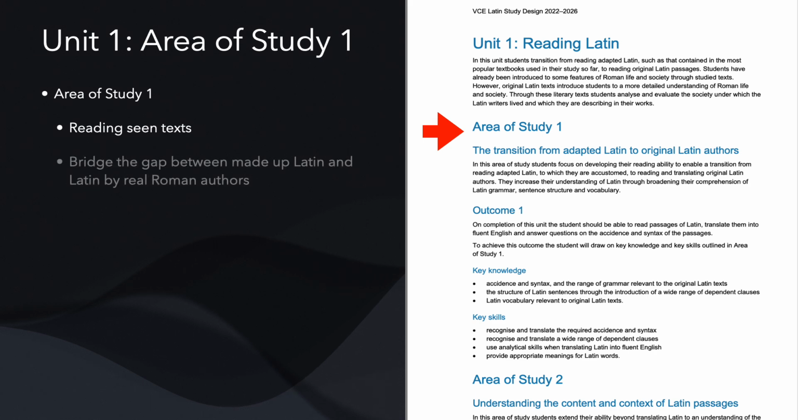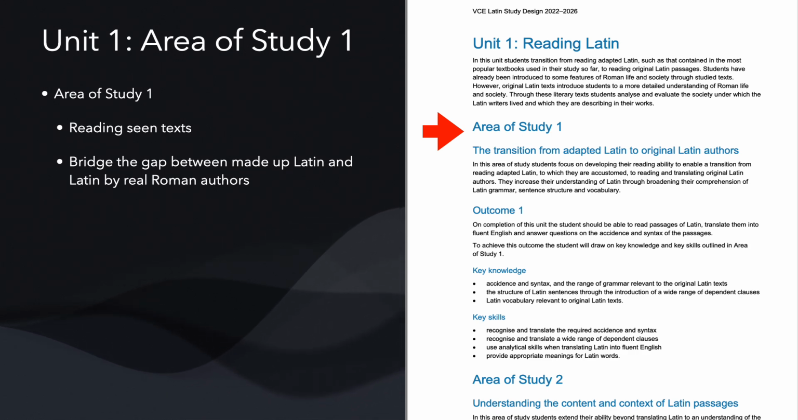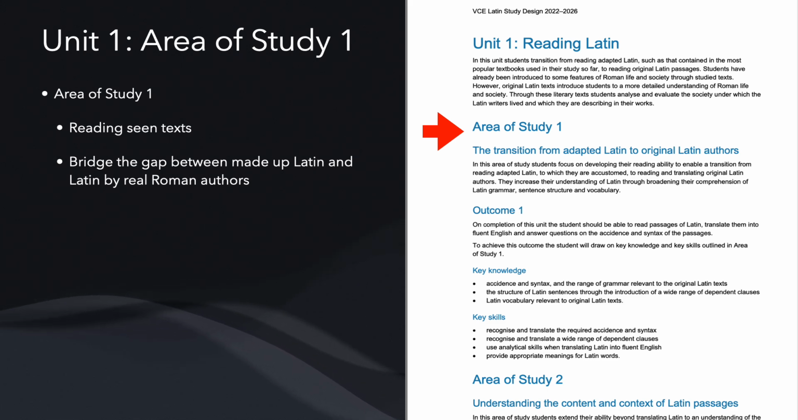And the idea is to bridge that gap between the made-up Latin, because in your Latin courses, like the Cambridge Latin Course or Oxford Latin Course, all the Latin there is made up by the good folk at Cambridge and Oxford universities, but it's made up nevertheless. And you're jumping from that to reading Latin by an original Roman author. And you're going to find that gap is pretty massive. No matter how hard you thought things were getting towards the end of Year 10, there is a big jump between that and reading Latin by a real Roman author.